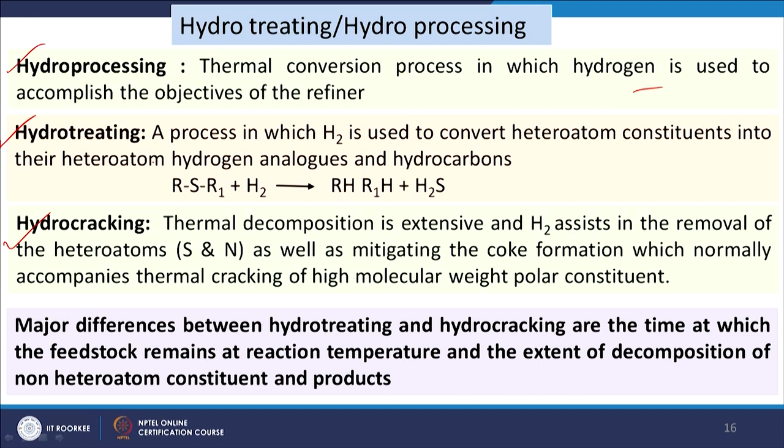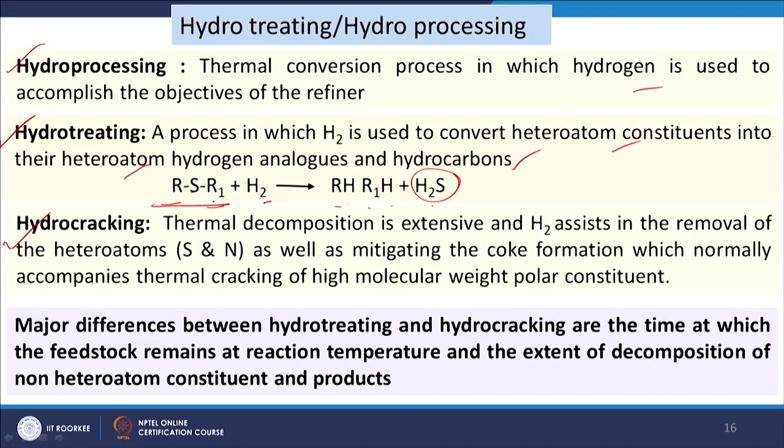This is the process in which hydrogen is used to convert heteroatom constituents into their heteroatom hydrogen analogs and hydrocarbons. So, this is RSR1 plus H2 giving RHR1H plus H2S, so that the sulphur is removed by hydrogen to produce H2S. So, only sulphur is removed. There is no cracking or molecular change in this compound.